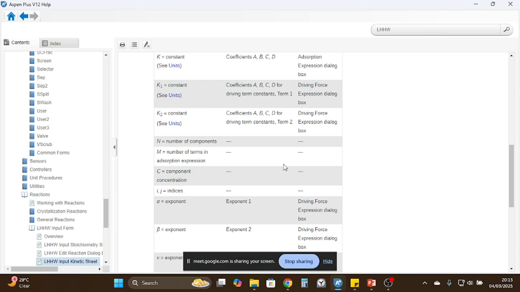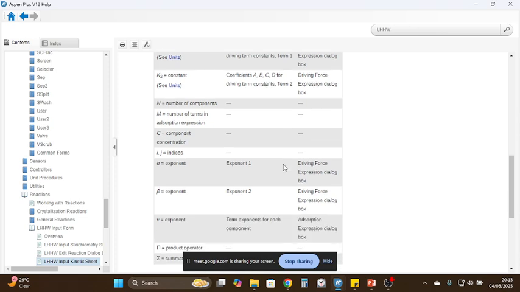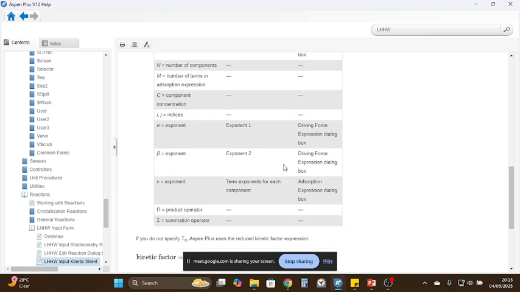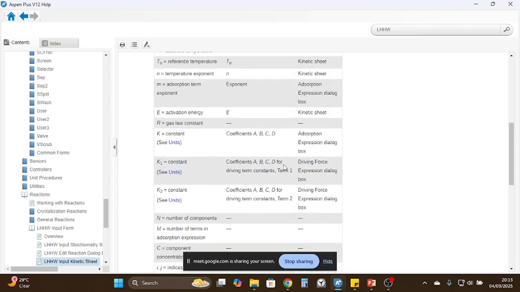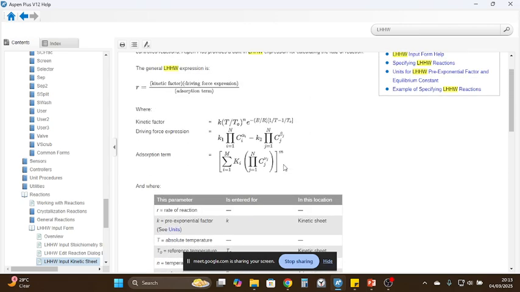What else do you want to know? Tell me. Hello. Sir, when we put those values in Aspen, term 1, term 2, I did not get the whole of that idea.